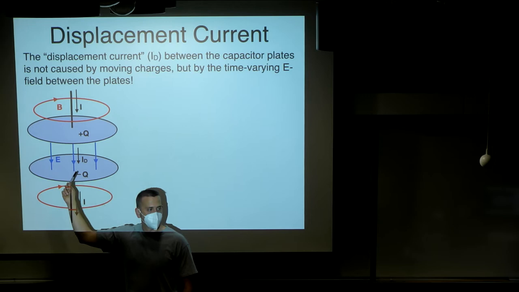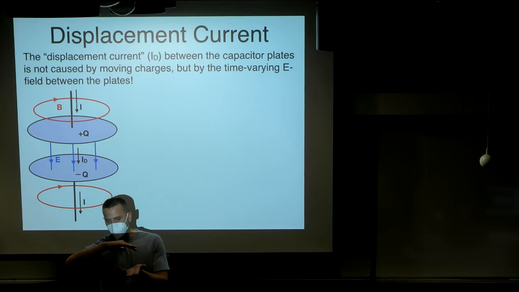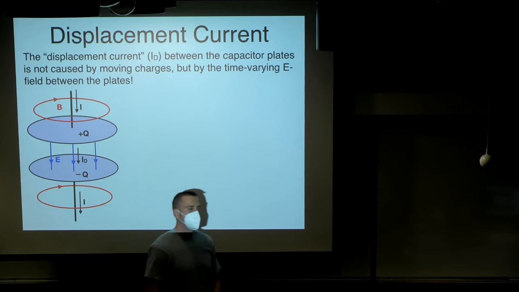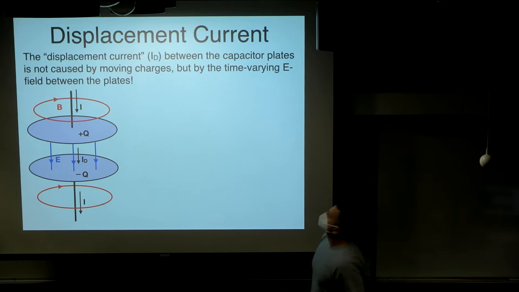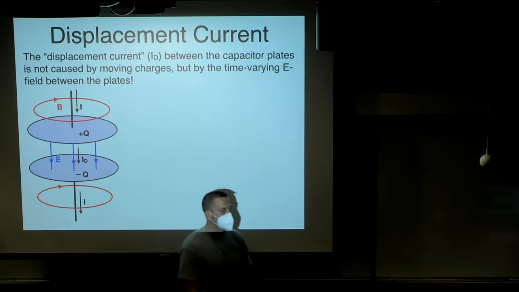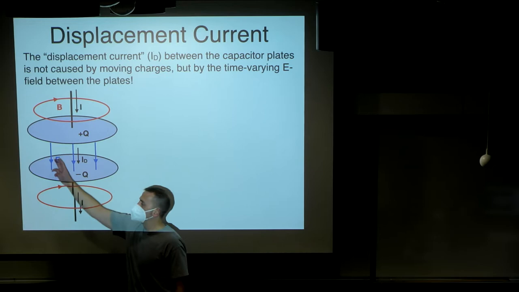Now think about this, right? The more charge we have on the plates, the stronger the E field. Would you agree? So if we're in the process of charging this capacitor, the amount of charge on the plates is growing, then the strength of the E field is growing. Okay? So that means we have a time-dependent or a time-varying E field in between the plates. That's what a displacement current really is. It's when you have a time-varying E field in some region, like you see here in between the plates. Okay?